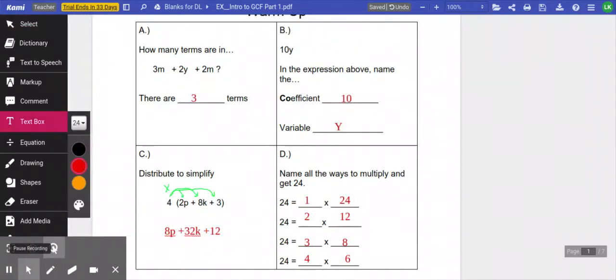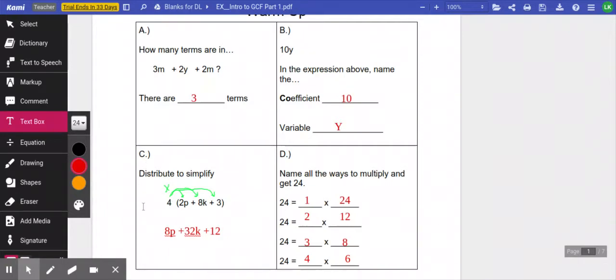All right, so hopefully you finished up your warm-up and now you're checking your answers. In A, there are 3 terms, 3m, 2y, and 2m. In the expression above, the coefficient is 10 and the variable is y. Remember, the coefficient and the variable are being multiplied here. And I know that because there's no symbols between 10 and y.